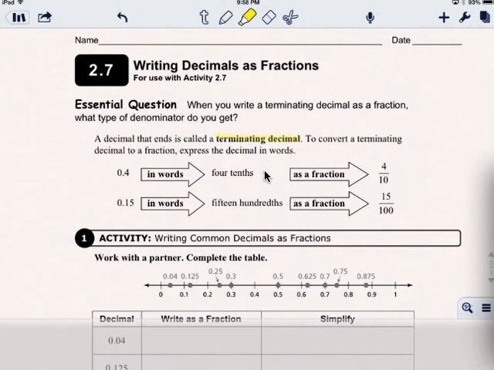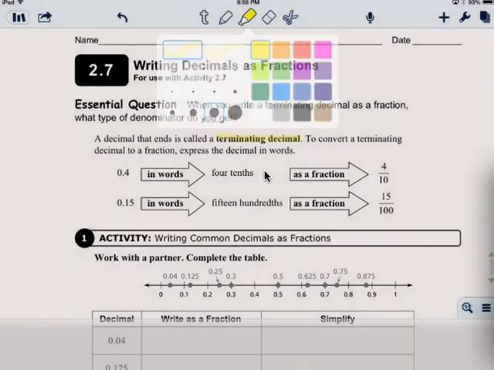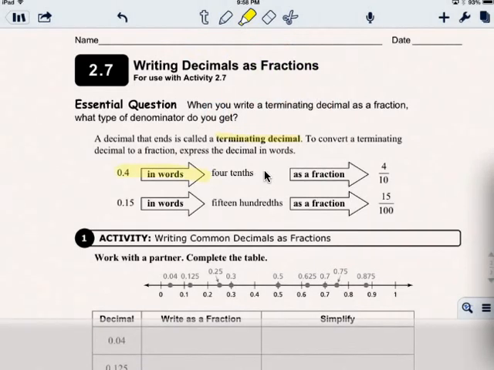The one way that the book is teaching us to do it is kind of what I said. Read it and write it as you would read it. So there's their example, 0.4. And 0.4 in words is written as 4/10. So as a fraction, we would write it as 4/10. And then if we wanted to, we'd simplify that and say, well, 4/10 equals 2/5.